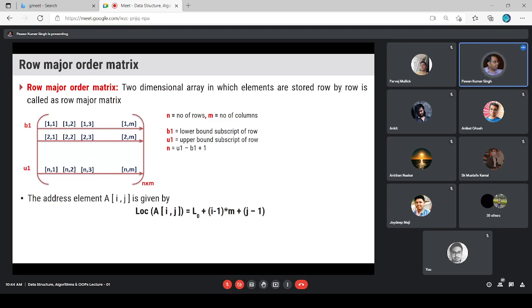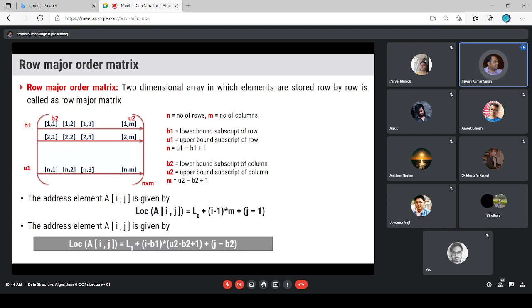B1 is the lower bound subscript of the row and U1 is the upper bound subscript. So how would you find the number of rows? N will be equal to U1 minus B1 plus 1. This you know. Similarly, B2 and U2. B2 is the lower bound of the column and U2 is the upper bound of the column. And how will you find the number of columns? M will be U2 minus B2 plus 1.